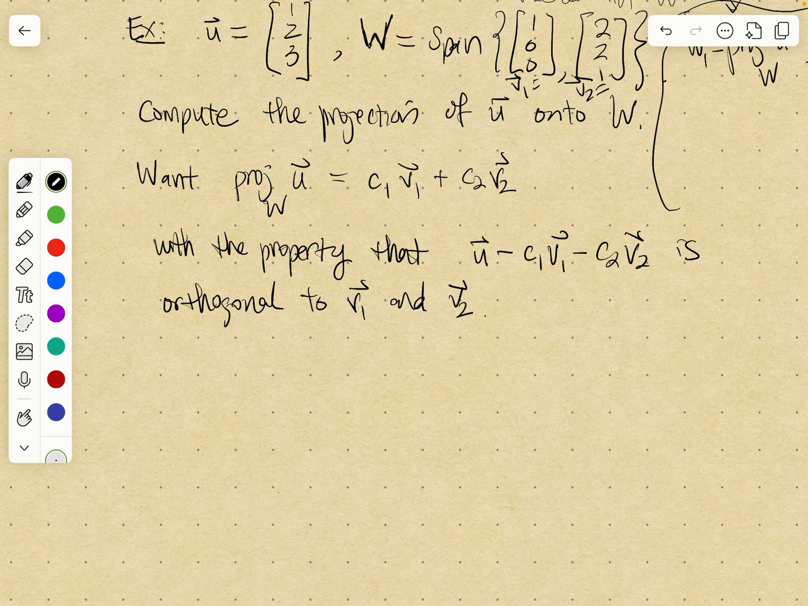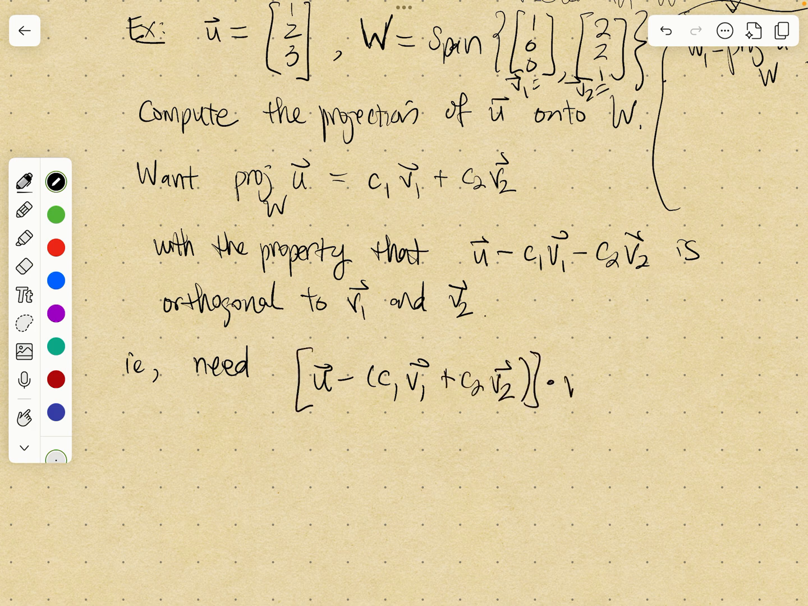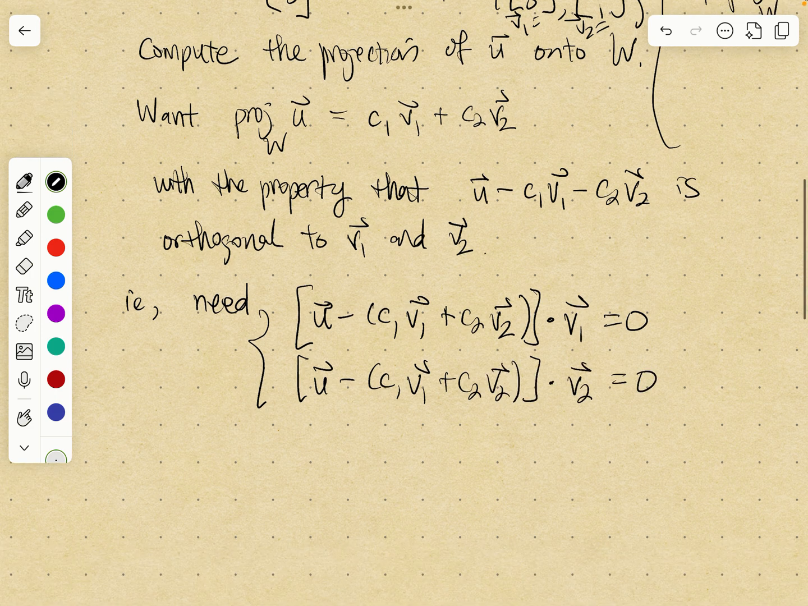So what we need is this vector, when you dot it with V1, you should get 0. And when you dot it with V2, you should also get 0. So let's write those equations down. U minus, in parentheses, C1 V1 plus C2 V2, dotted with V1 needs to be 0. And we also need that the same vector dotted with V2 is 0.